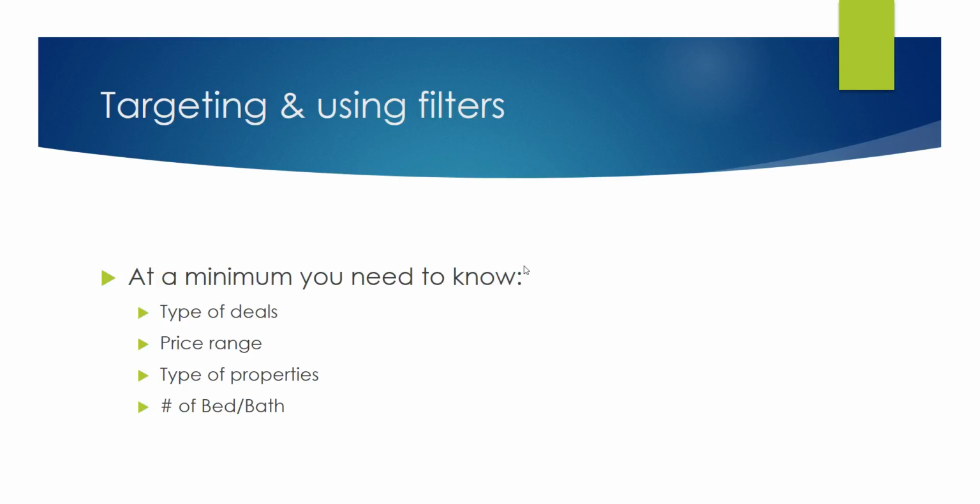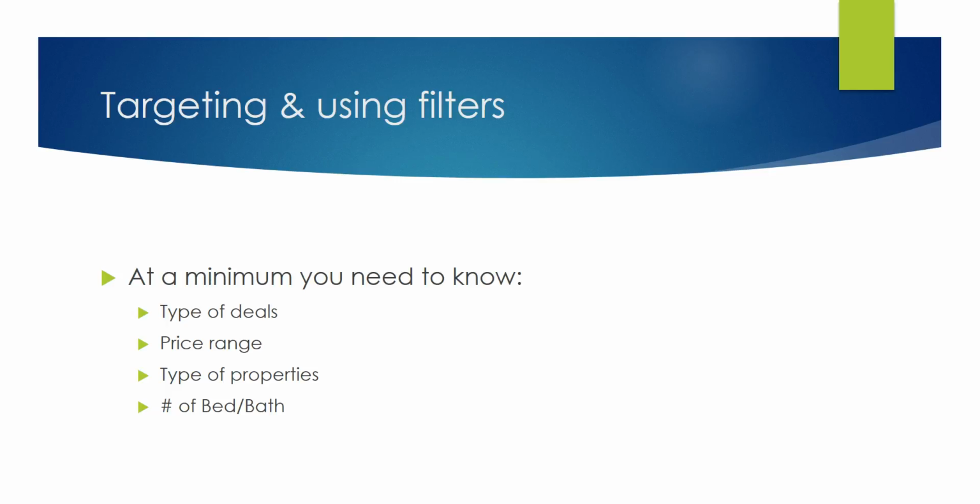Before you get started with scraping your leads, it's important to know who you're going after, who you're targeting, so you don't waste your time with low quality leads. You need to know the type of deals you're looking for. That will dictate whether you market to FSBOs, rentals, agents, whatever. And of course, you'll need to know the price range of the properties you're looking for, the type of properties. Are you looking for duplexes, condos, single family residentials, and of course the number of bedrooms and bathrooms.